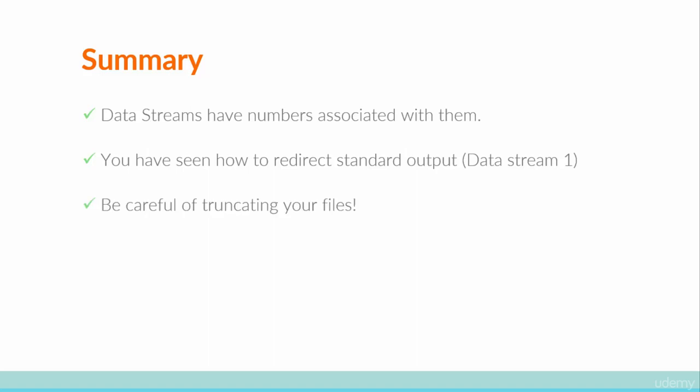But what you need to make sure of, and this works for all data streams, is that you need to be careful of truncating your files. You saw that when you use 1 arrow, when redirecting standard output, the shell would delete everything that was in the file or in the place that you were redirecting to before adding the data in. But if you use 2 arrows, then you can append your data to the file. You can add your data on top of what is already there. So just be aware of that.